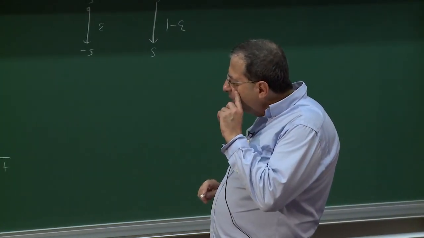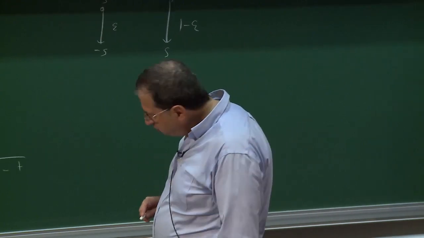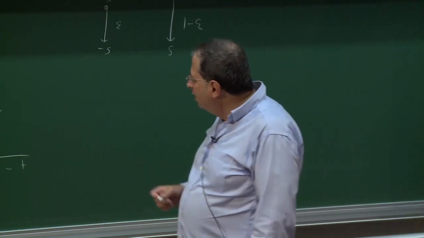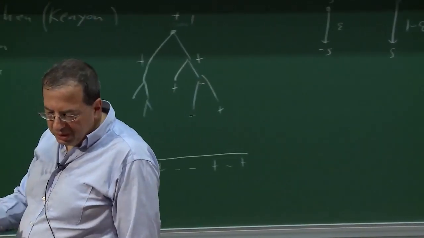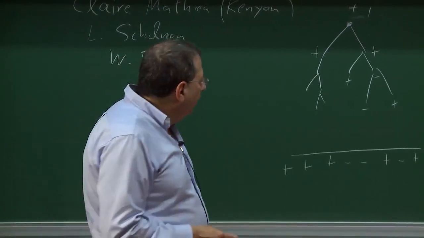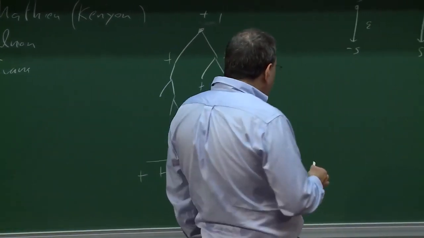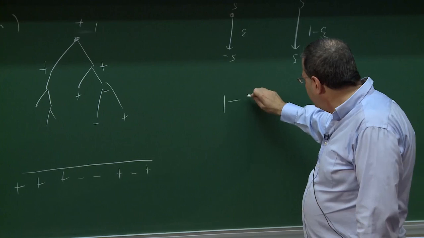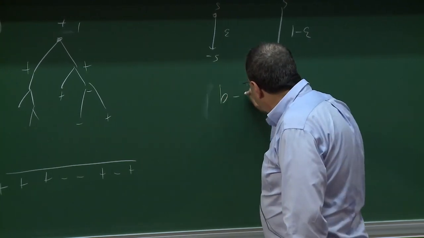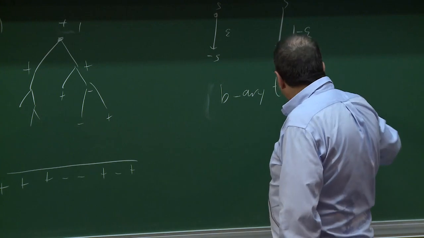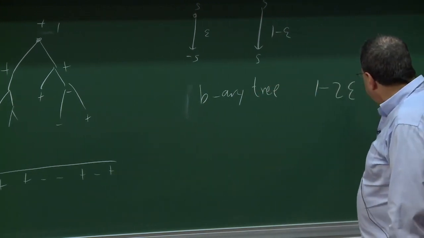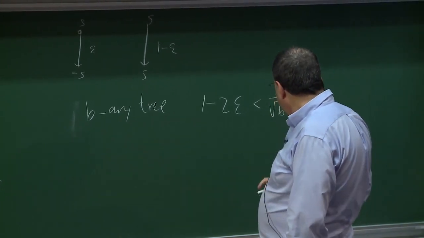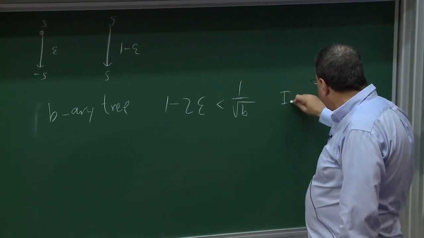So we started thinking about this problem. You may want to think of it first on the binary tree, but we understand it on any tree. Anyway, let me just tell you the answer. I don't have time really to explain the techniques, but let me explain it for the binary tree. If 1 minus 2 epsilon is less than 1 over square root of b, then information dies out.